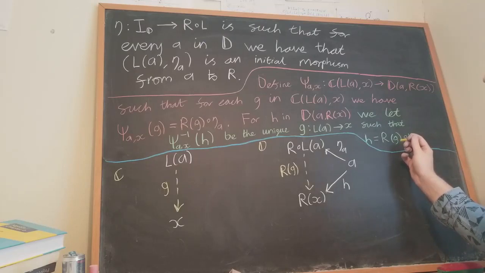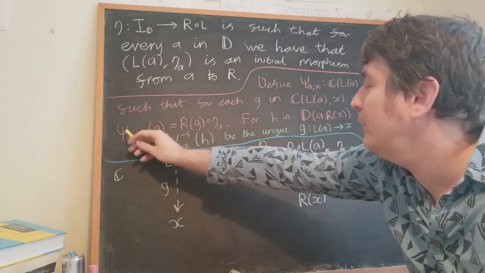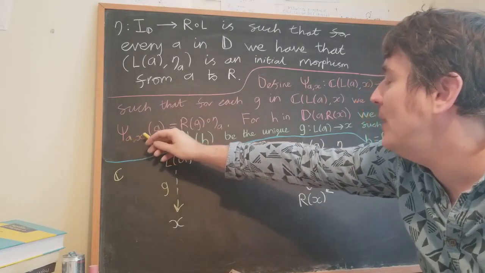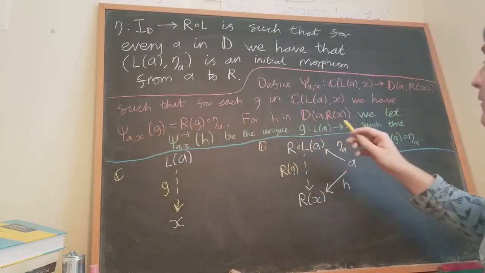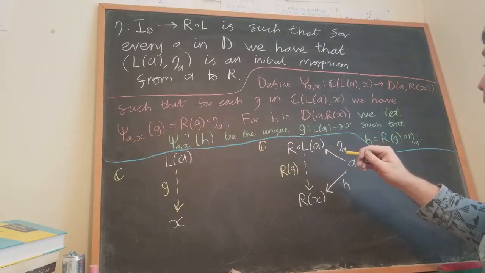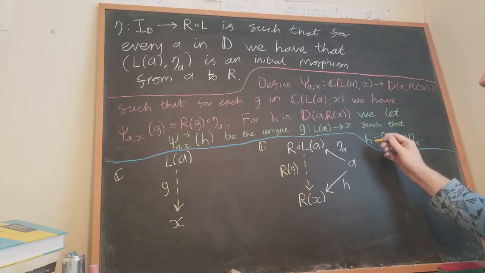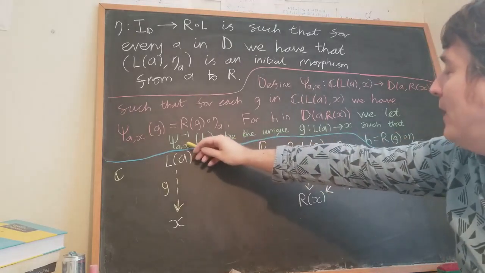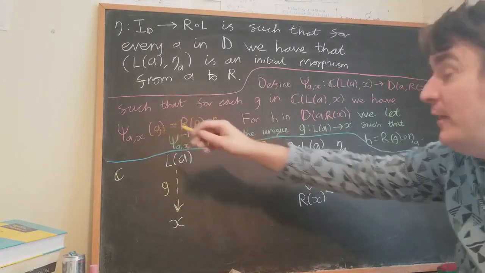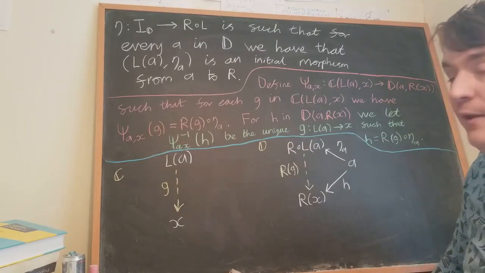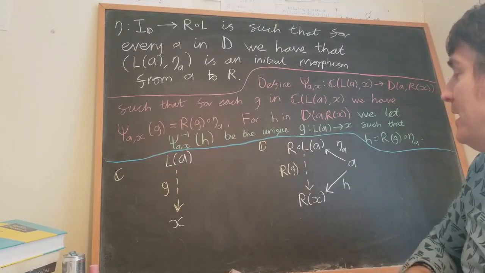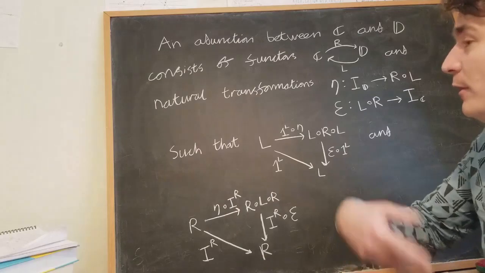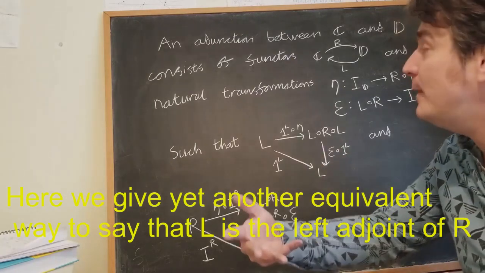Because this G we've obtained, we've shown that it's unique, and it has the property, of course, that if we apply psi of A, comma, X to it, then we're going to get H. So this mapping defined like this is the inverse of this. So that shows that this psi is an isomorphism. This one is based on natural transformations.